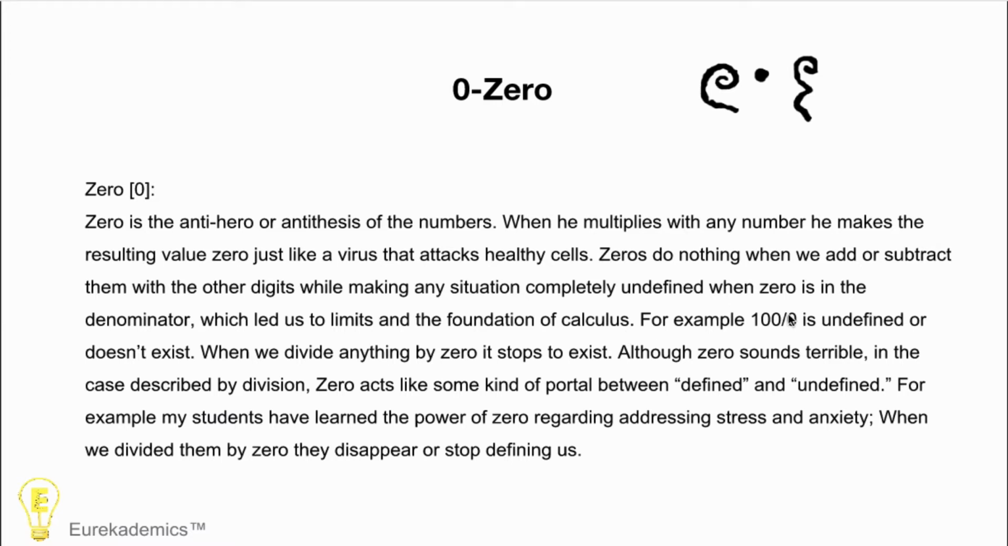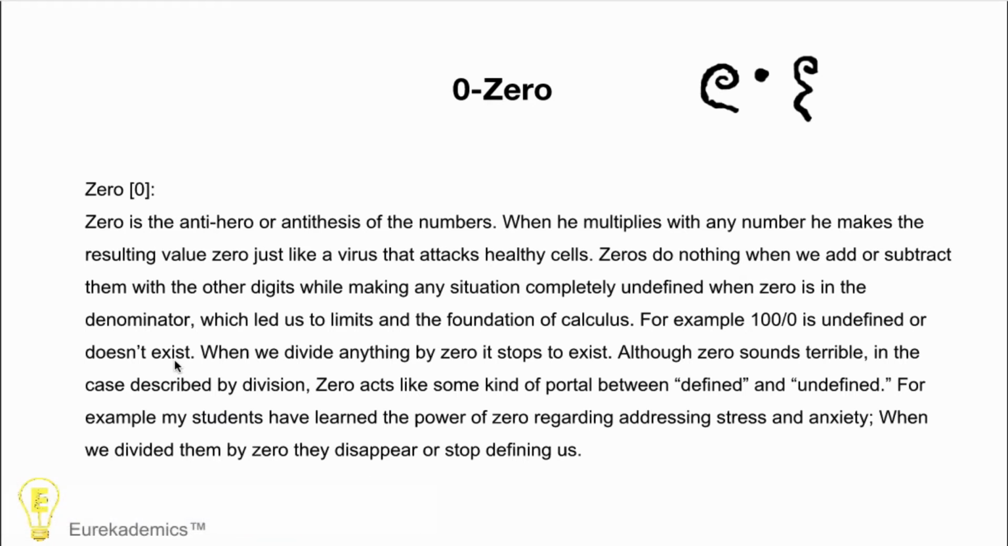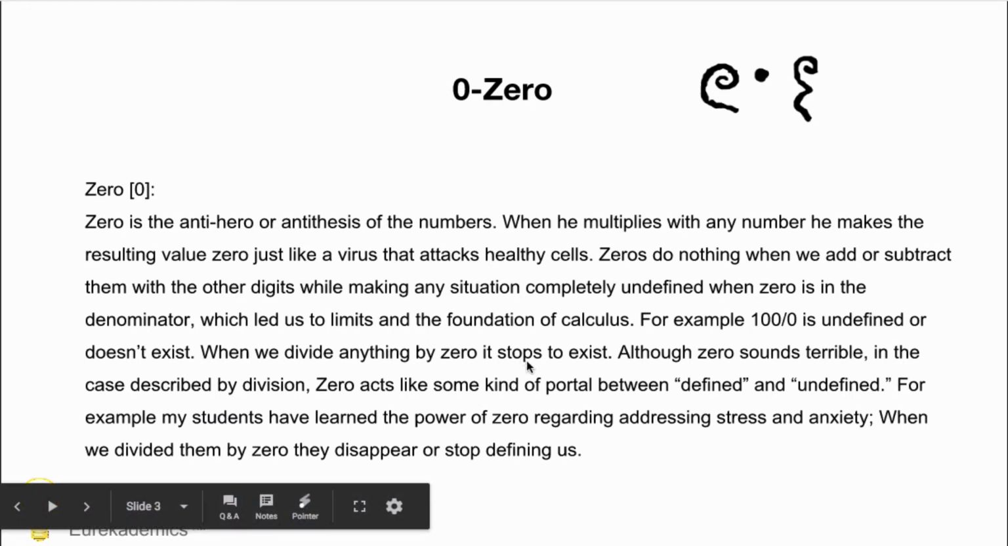For example, 100 divided by 0 is undefined. Like, how do you take $100 and cut it into 0 pieces or 0 piles? You can't do that. You can't take 100 and divide it by nothing. So we say it's undefined or does not exist for now. When we divide anything by 0, it stops to exist, and we say undefined.